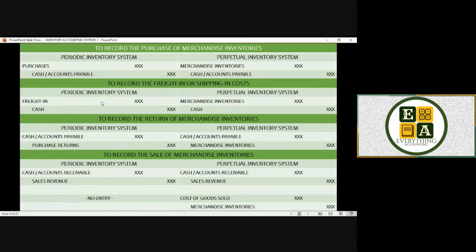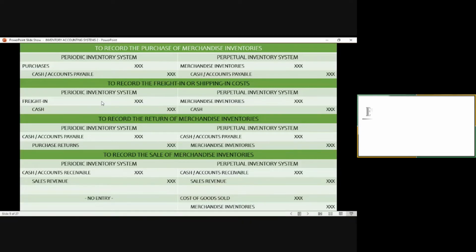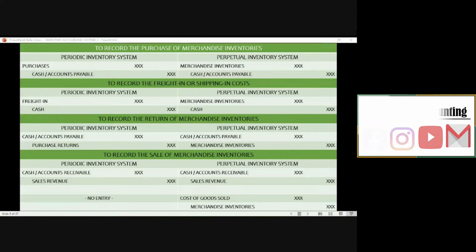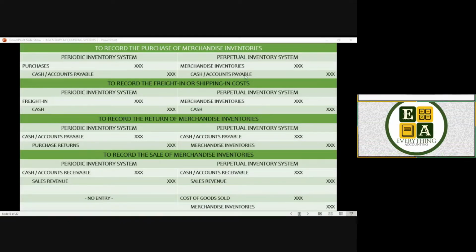Then to record the sale of merchandise, ito naman dito rin nagkakaiba si periodic at saka si perpetual. Under periodic inventory system, okay, and under both inventory system, pag yung question is to record only the sale, both meron silang journal entry na debit sa cash or accounts receivable, then credit sales revenue. Yun nga lang, si perpetual inventory system, meron siyang additional na journal entry. Yung additional journal entry niya is to debit cost of goods sold, then credit merchandise inventories.